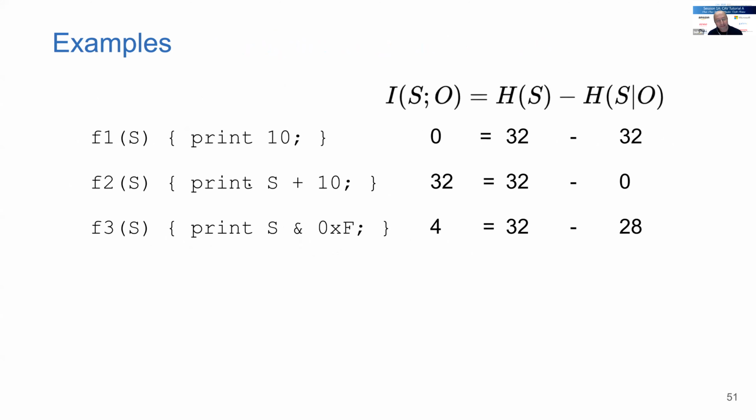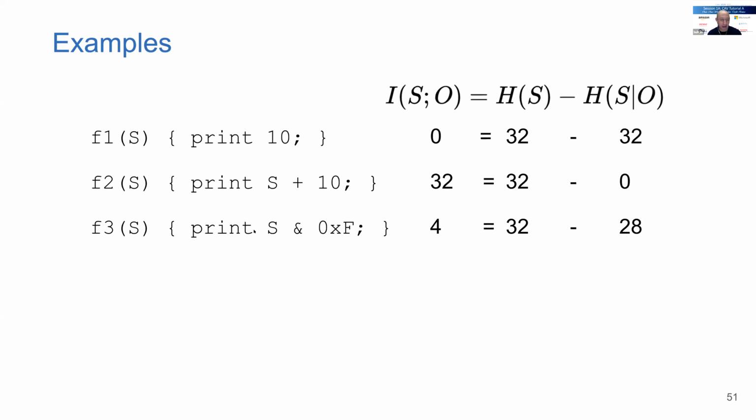Now this one prints S plus 10. So it adds 10 to the secret and just prints it. Initial uncertainty is 32 bits. How much uncertainty is left after I observe the output? No uncertainty is left because the secret is the output minus 10. So I exactly know the secret once I observe the output. The size of each equivalence class is 1, so there is no uncertainty left. Therefore, the information leaked is 32 bits.